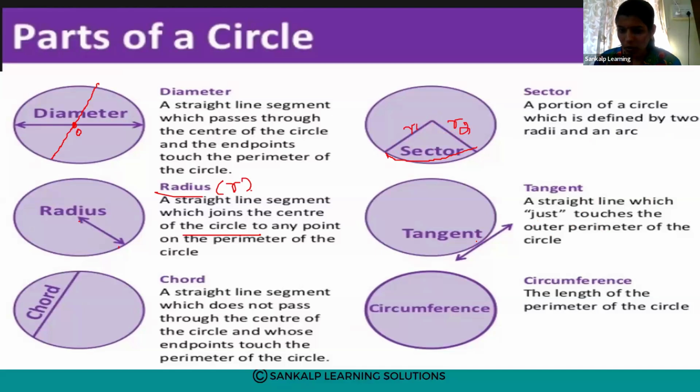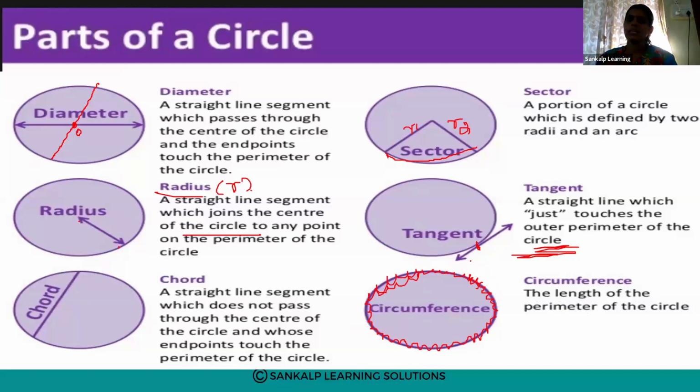So here how many tangents it has? Only one tangent. So circle ge ondhe tangent iruthe, houda? So neevu bekadashtu draw madabahudu, but at one point only it touches the circle, just touches the outer perimeter of the circle, that is tangent. Circumference means what? The length of the perimeter of the circle. So this we call it as a circumference. The outer part we call it as a circumference. Okay, remember.